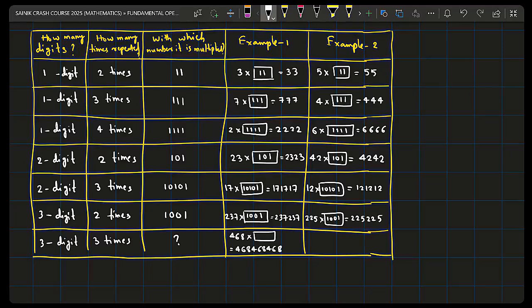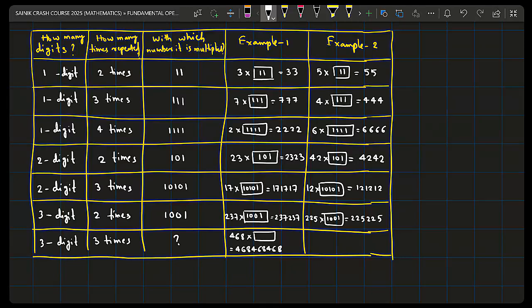Let me ask Kamal. Kamal, can you say the answer? With which number should we multiply? 10001. 1000001. Wrong answer. Try again.